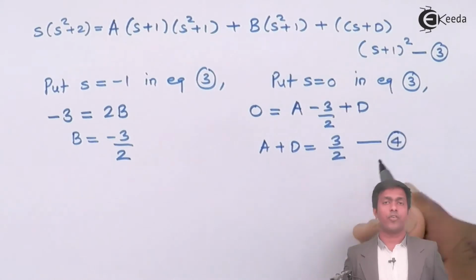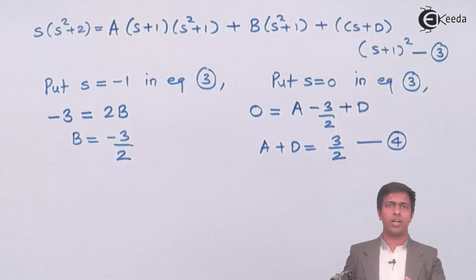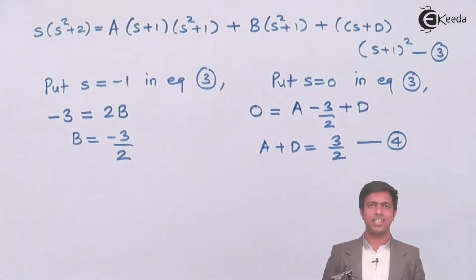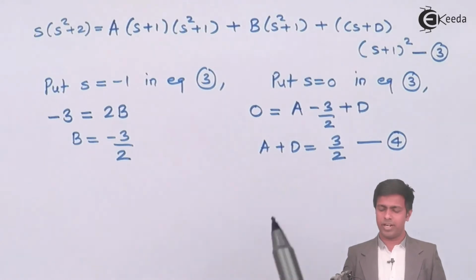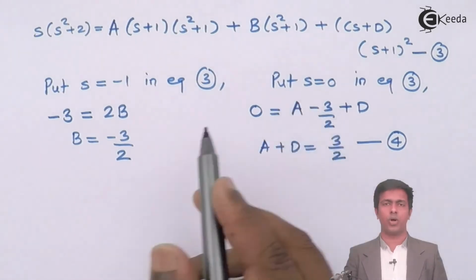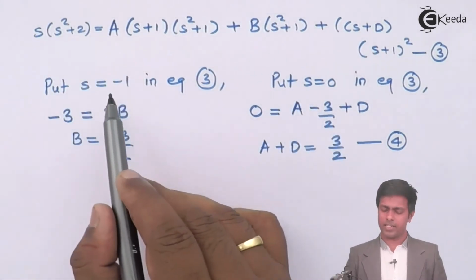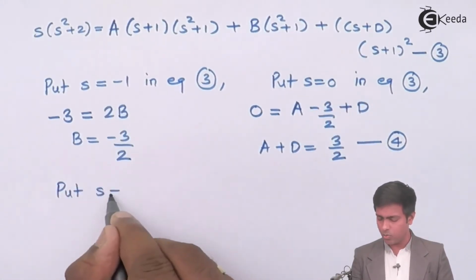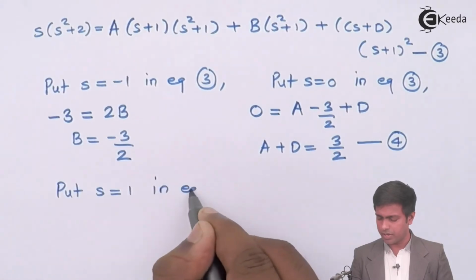So now guys, we are going to get the linear equation, or I would say the simultaneous equation, and we are going to solve the simultaneous equations to find out a, c and d. Now let's put the next value of s. So we'll put s equal to 1 because we already took -1 and 0. So I'll say put s equal to 1 in equation number 3.